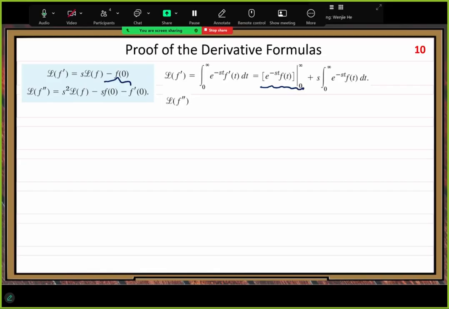We know f is bounded. So here you can see there is some condition: f is bounded by M times e to the kt. Then, for the first term, you need s greater than k. With this condition, when t goes to infinity, the first term converges. Otherwise, it does not converge.